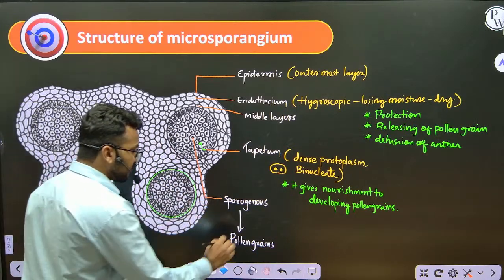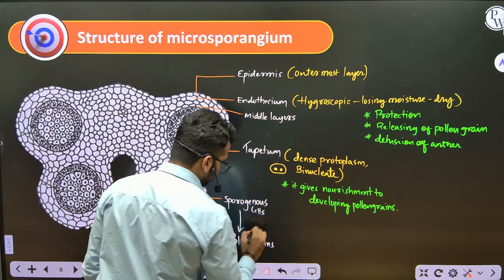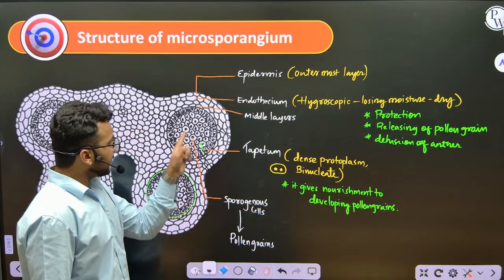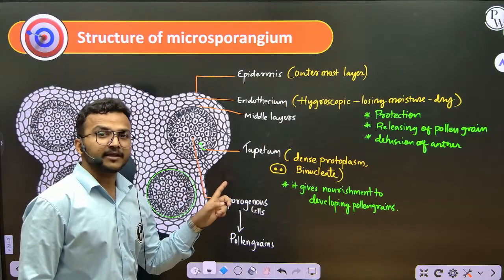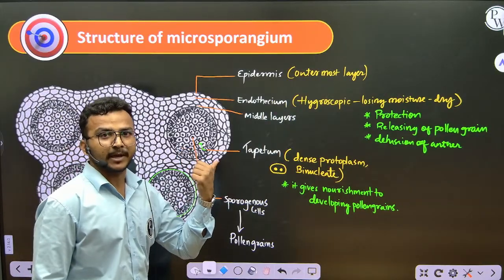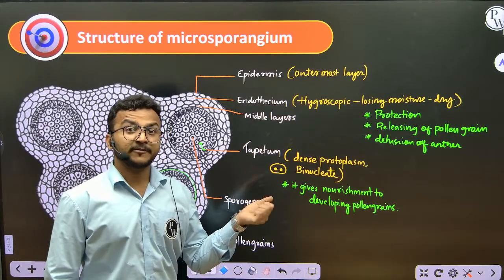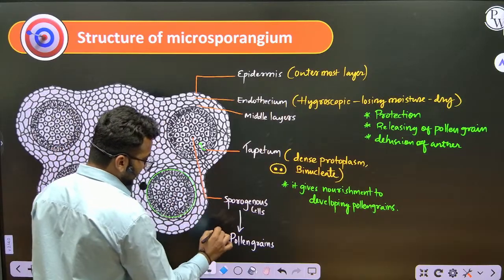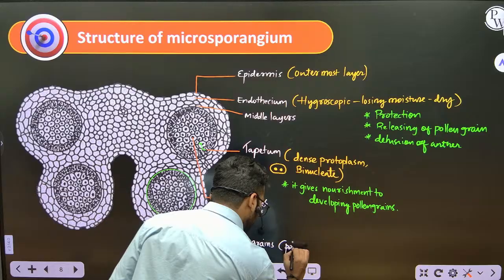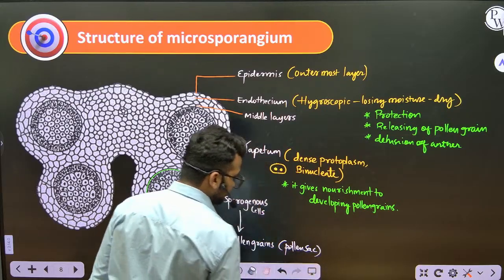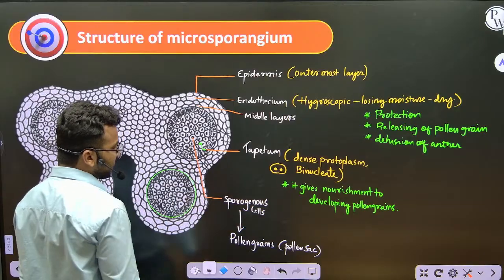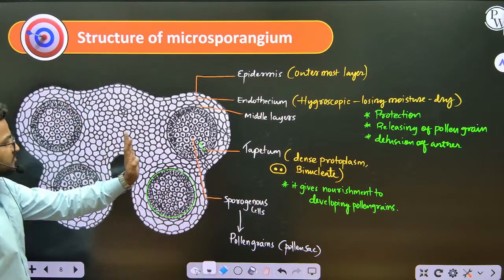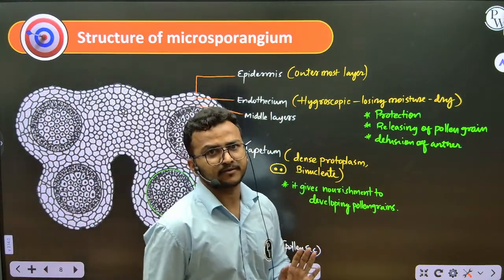If it contains sporogenous cells, or microspores, I am calling this structure a microsporangium. If it contains pollen grains, then I am calling this a pollen sac. The sporogenous cells or the microspores will be within the microsporangium structure. So this is about the structure of microsporangium, or TS of anther.